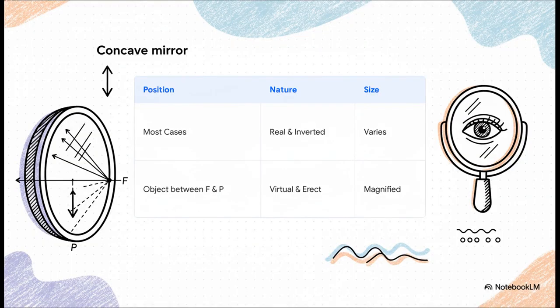So here's the quick summary for concave mirrors. Most of the time, they form what's called a real and inverted image. All that means is it's upside down. But, and this is a big but, there's one very special case. If you get an object really close to the mirror, inside its focal point, something amazing happens. The image suddenly flips upright and gets huge. It becomes a virtual image that looks like it's behind the mirror. This is exactly how a makeup or a shaving mirror works.